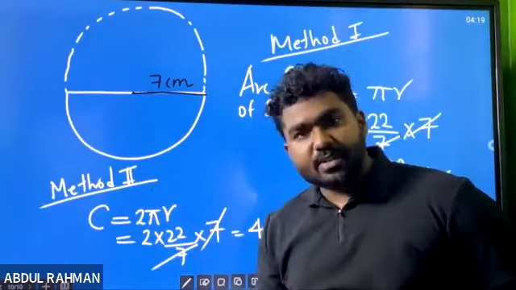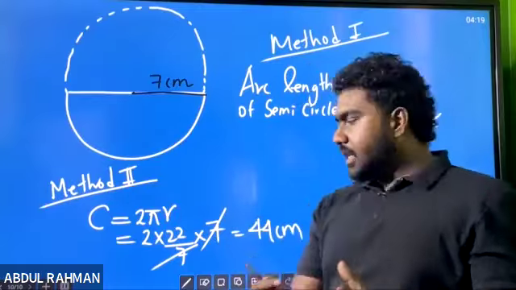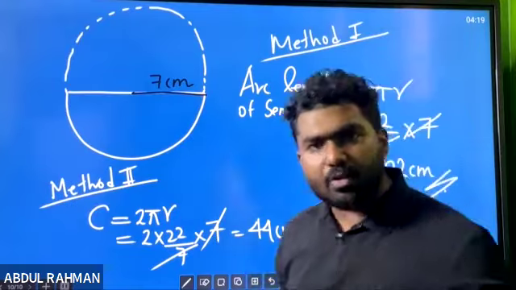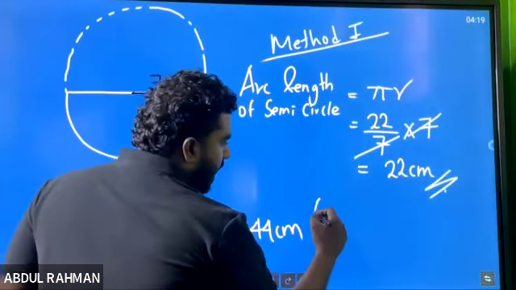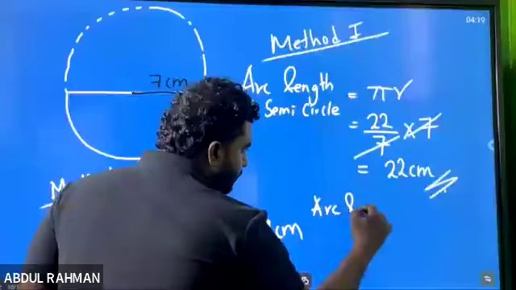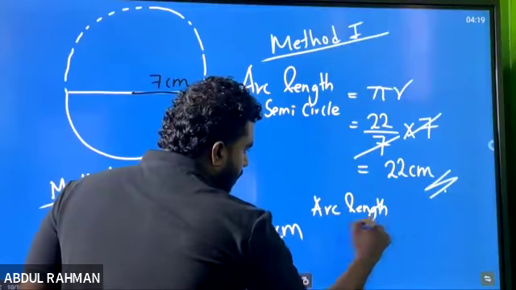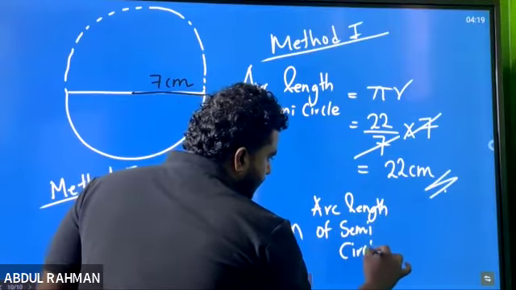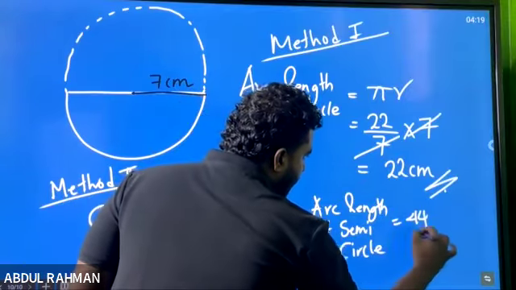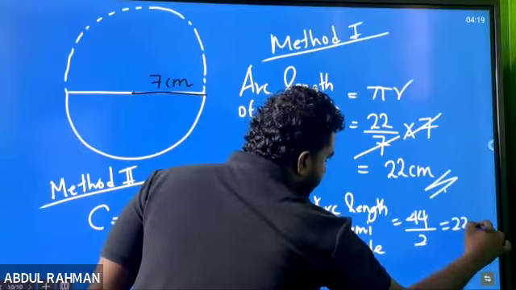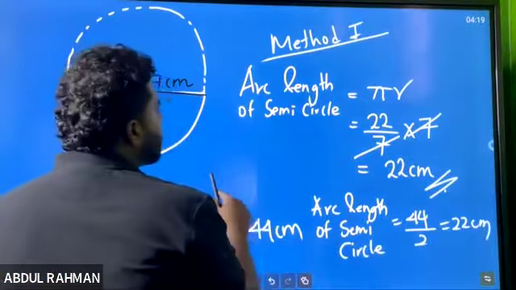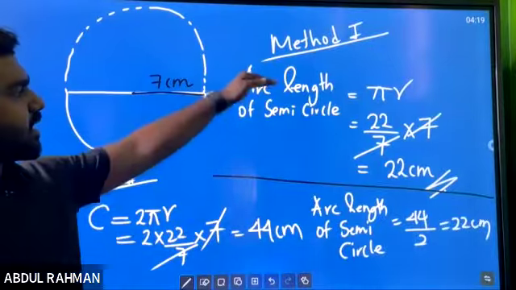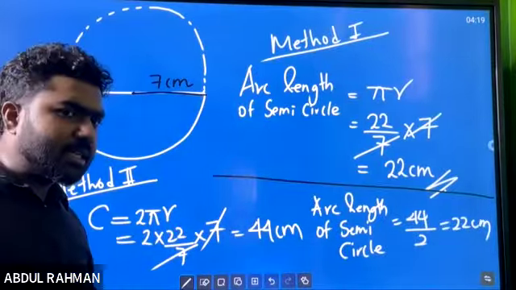They have given me half a circle, right? For the full circle it is 44, so for the half circle it is going to be half of it. So I write arc length of semicircle is equal to 44 divided by 2. It is going to be 22 centimeters. You got the same answer. Make it the same answer, 22.